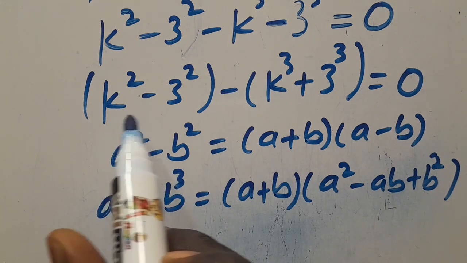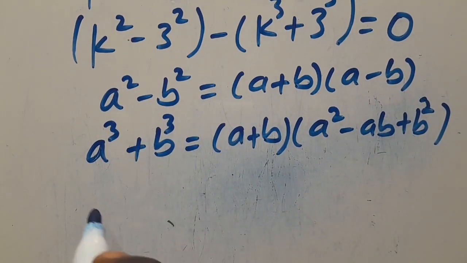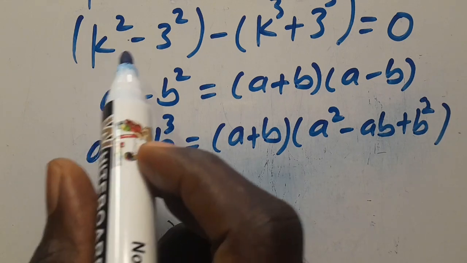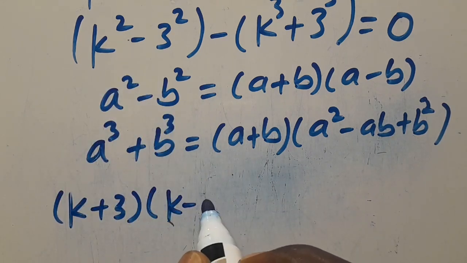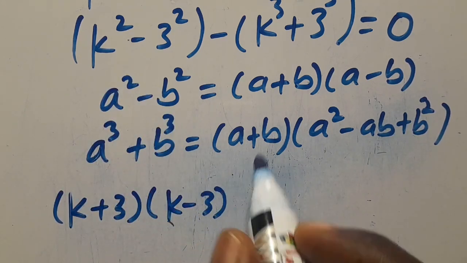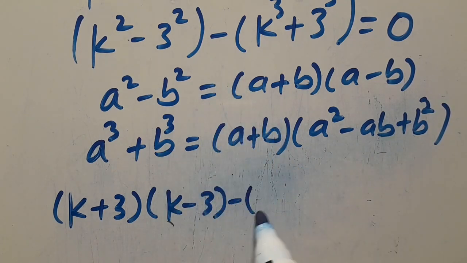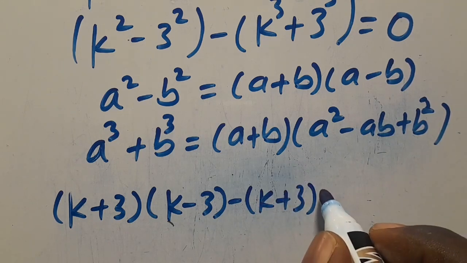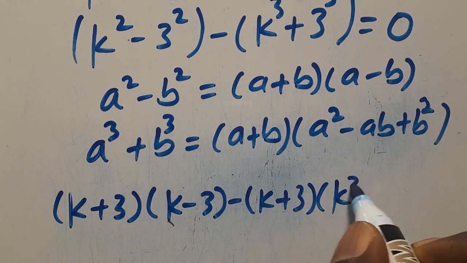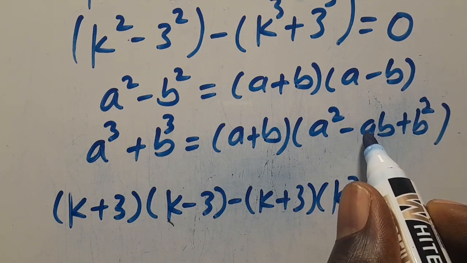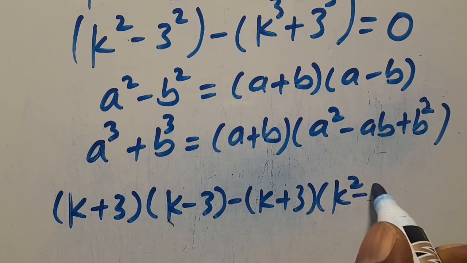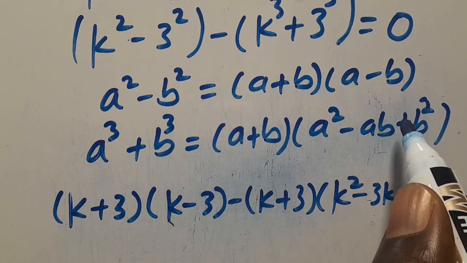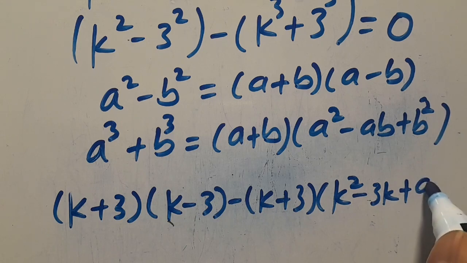So when you apply this one here, we are going to have this as k plus 3, again multiplied by k minus 3. Then we have minus outside. Then we have this one to be k plus 3, multiplied by this, which will be k squared. Here our a is k, our b is 3. So we have here minus 3k. Then we have b, our b is 3. 3 squared will be plus 9.